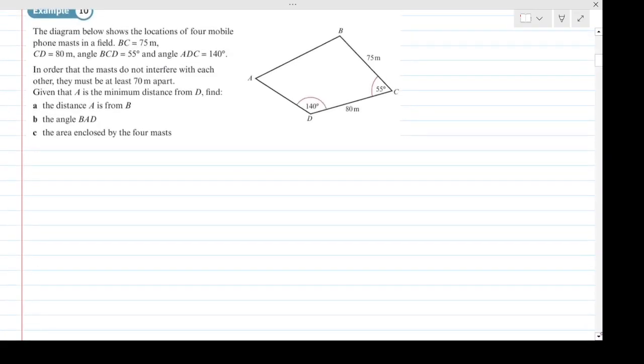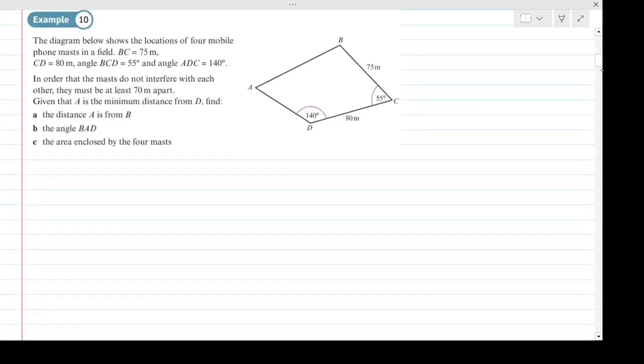Right. Okay, we are told the diagram below shows the locations of four mobile phone masts in a field. DC is 75. Okay, they've given all the information there. I'm not going to read that out. In order that the masts do not interfere with each other, they must be at least 70 metres apart. Given that A is the minimum distance from B, find the distance A from B. So we want to find this side, A from B, which is this left side here. I'll call that x.